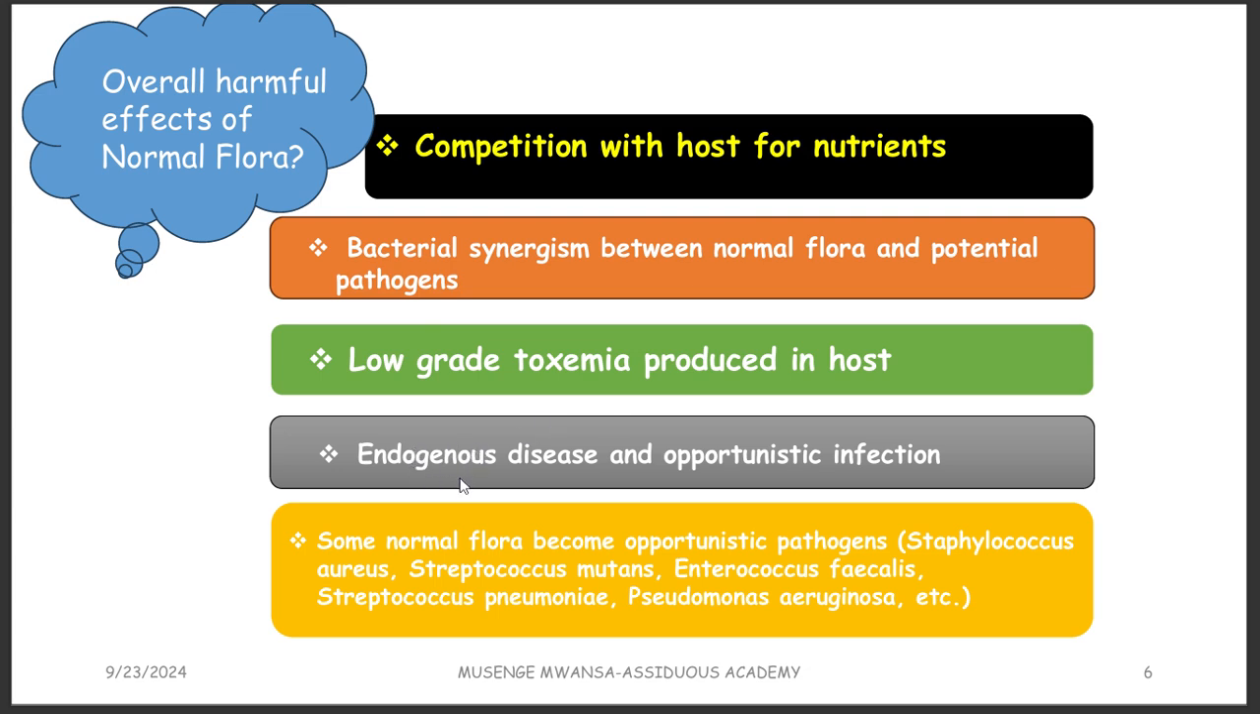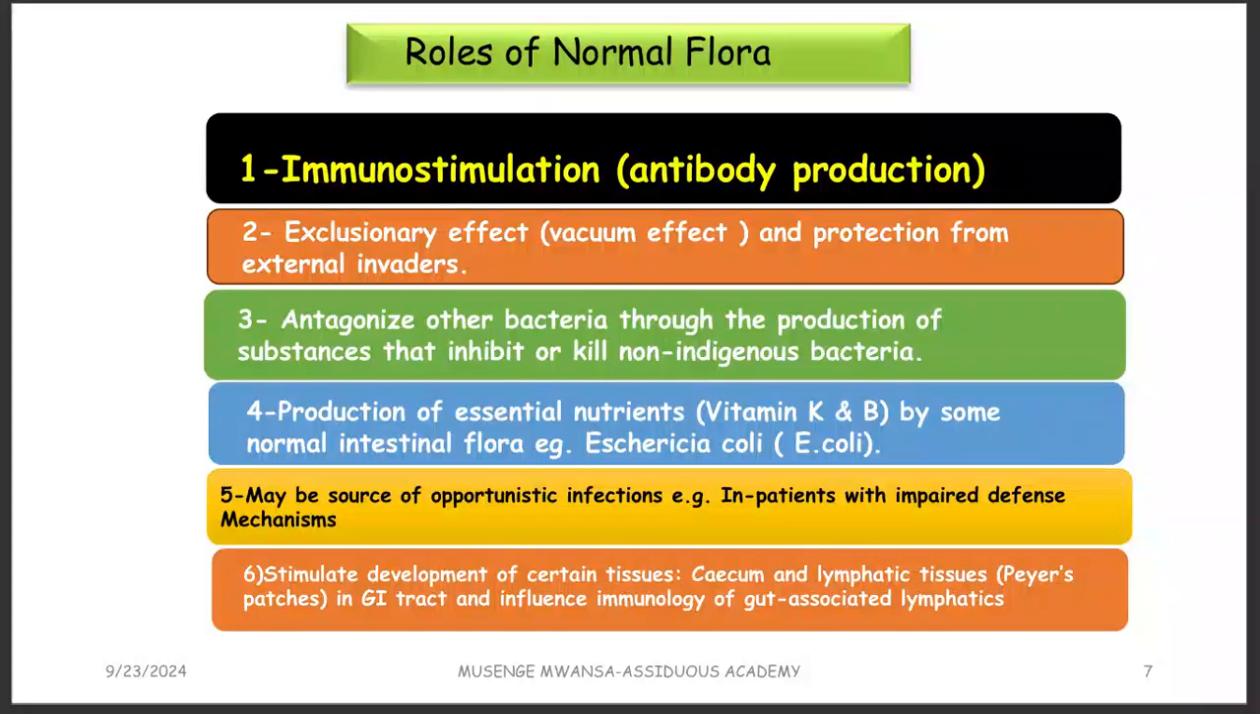As well, they can cause endogenous disease and opportunistic infection. And some normal flora become opportunistic pathogens. For example, Staphylococcus aureus causes very bad infections, but it's part of the normal flora. Streptococcus mutans also causes very bad infections. Enterococcus faecalis, Streptococcus pneumoniae, Pseudomonas aeruginosa. These are all normal flora, but they cause very bad infections if they find the privilege. So they are very bad.